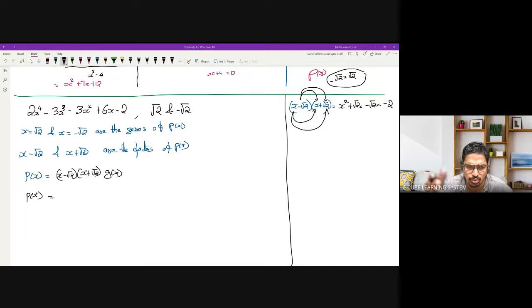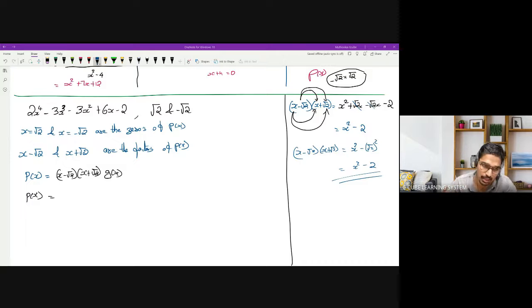So root 2 into root 2, the roots get cancelled, it becomes negative 2. Here root 2x and minus root 2x get cancelled and remaining will be x square minus 2. Or you can directly apply the identity. This is of the form x minus a into x plus a, which is equal to x square minus a square. A square minus b square form. Then also you will directly get x square minus 2. Both the ways are correct. If you remember the identity, we can directly apply.